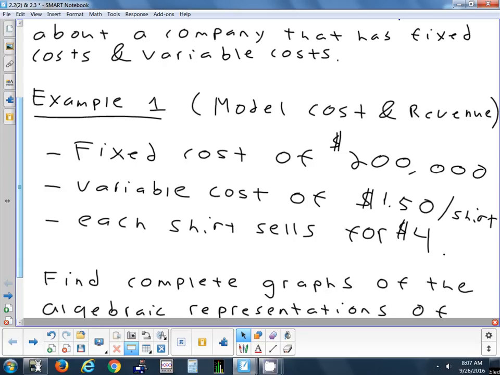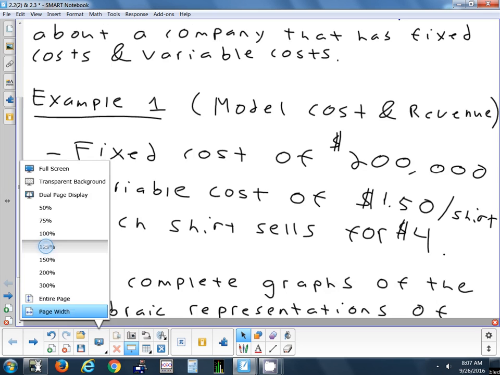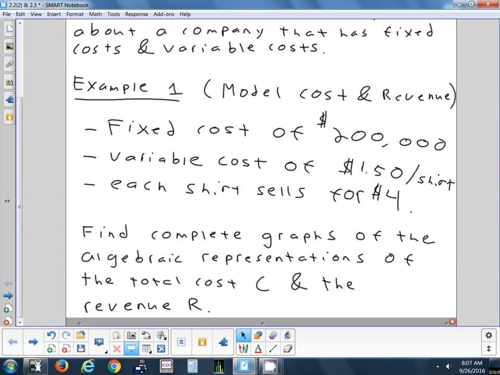Okay, so what we're going to do is come up with two different equations. We're going to come up with an equation for the total cost of the company and then the total revenue. Now, just to clarify that, cost is what the company has to spend to make the product. Revenue is how much money they take in. Revenue is not, according to our book, their profit. Revenue is just how much money they took in. And then after, you have to deal with the costs somehow, and you can figure out their profit.